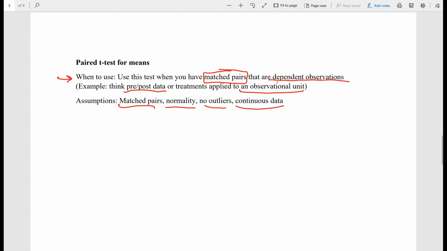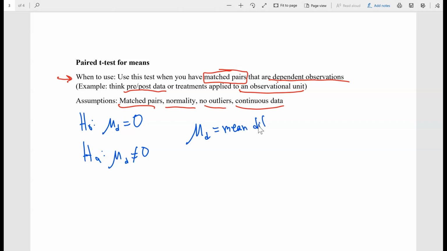Let's first start off by writing down our null and our alternative, our H0 and our HA. The way that you're going to write this is: mu sub D is equal to 0, and then mu sub D is not equal to 0. Here, mu sub D is just equal to the mean difference among the groups.